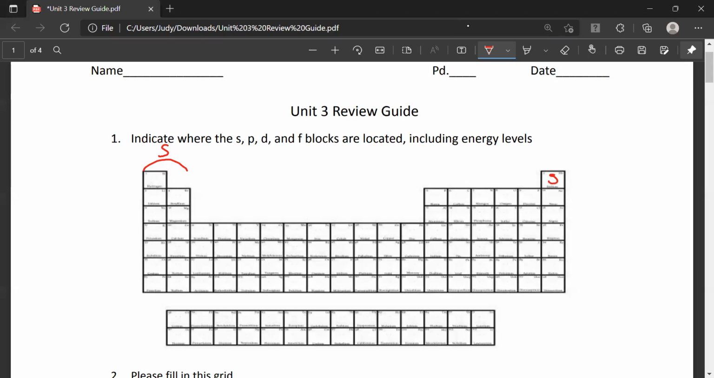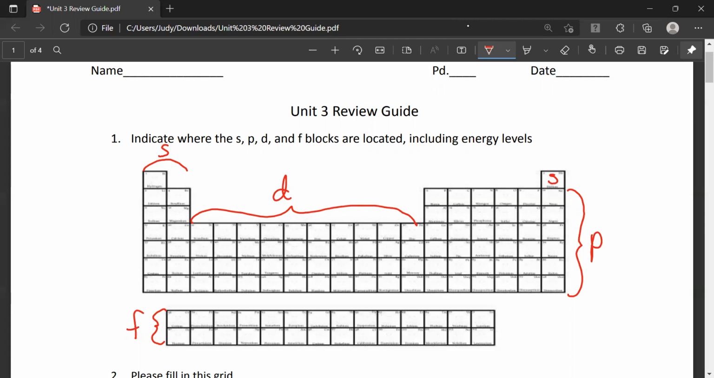Now, next is this block, which we call the P block or P sublevels. Next, we have the D block or the D sublevel. And last but not least, we have the F sublevel as well. Now, for you guys on the test, you won't be dealing with the F sublevels as much. So I would focus more on the S, P, and D.